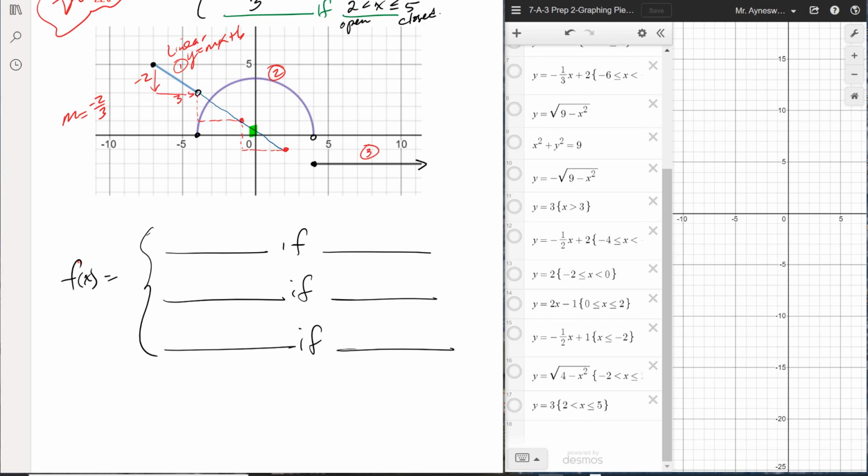There's different ways to do that. One way to do it is you could use the slope-intercept form. That's one way. Or you can use point-slope form. So it depends on how you were taught.